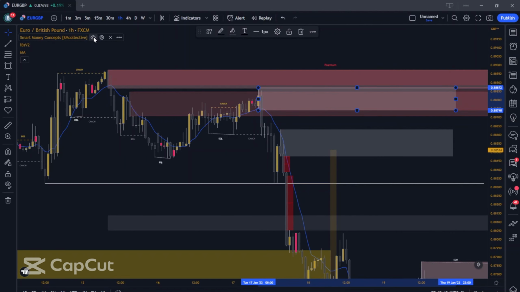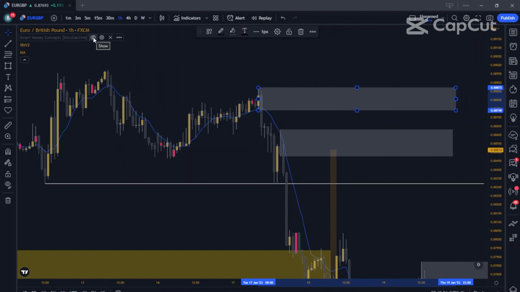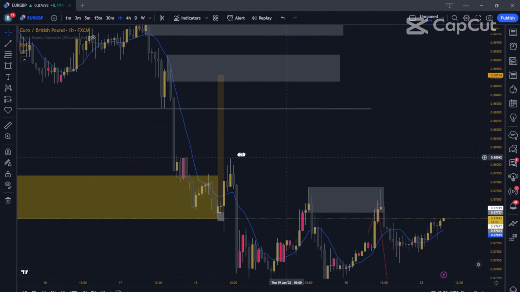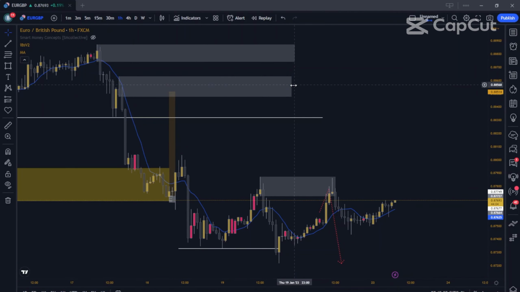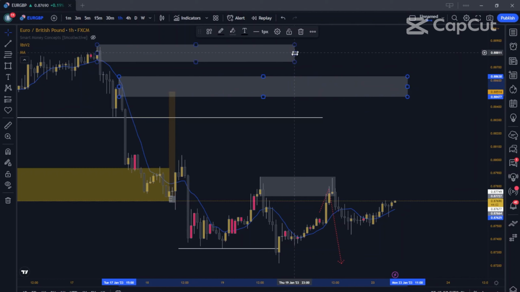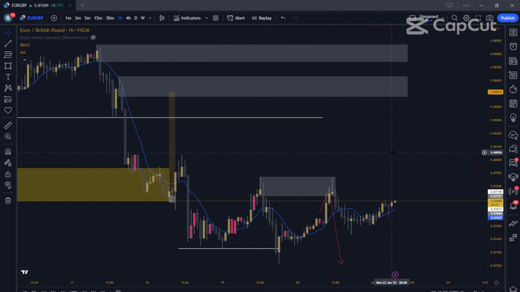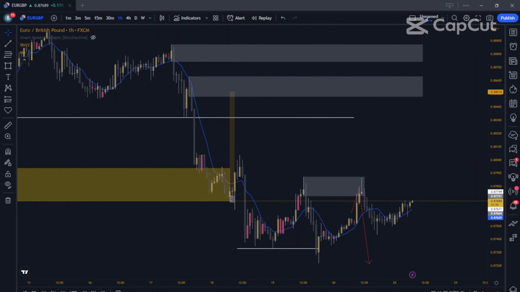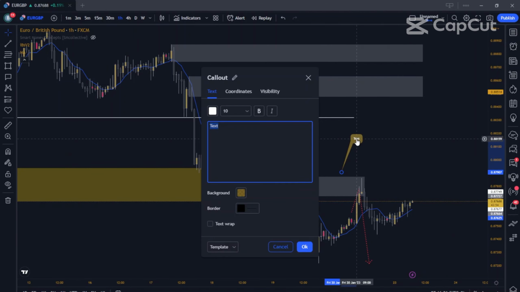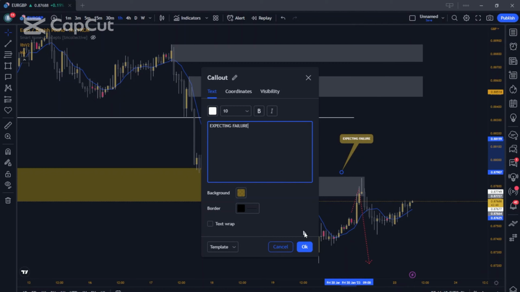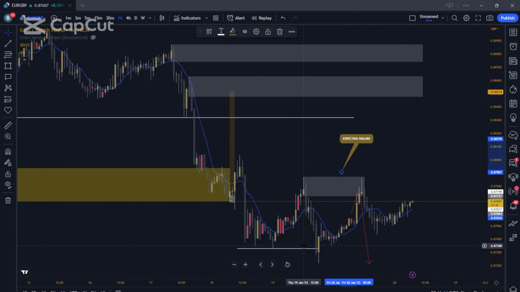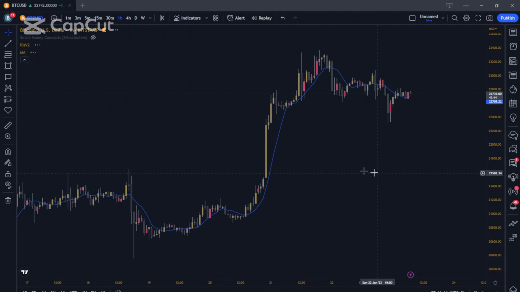Of course, if you take the indicator off, that's what we're looking at. Yeah? Alright, you're ready to move on. Beautiful. Okay, so let's just add a note here that we are expecting this to fail.